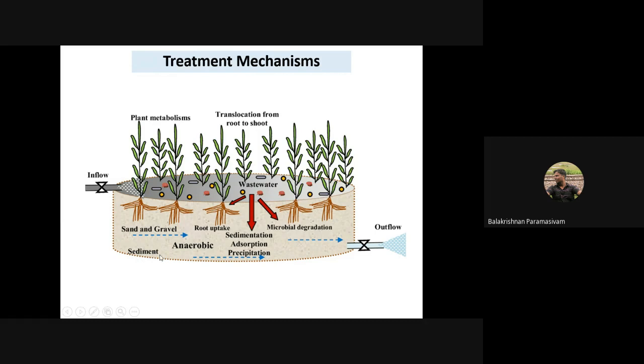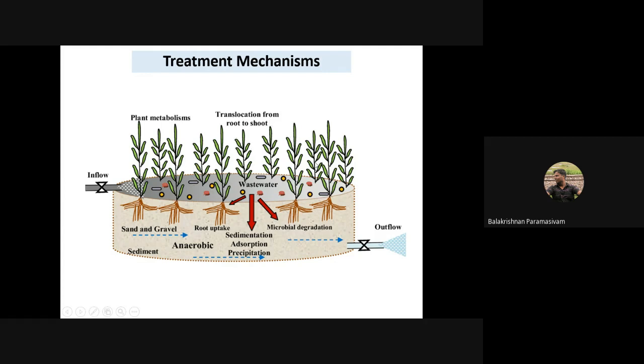So sedimentation happens, anaerobic treatment happens, then phytoremediation, then microbial degradation, adsorption and precipitation happen. Sometimes heavy metals and other trace organic matters will be removed by adsorption. Precipitation means the remaining chemicals, due to mixing, settle down as particles, so they are precipitated. So the major treatment processes involved in the constructed wetland are the anaerobic treatment process, sedimentation, adsorption, precipitation, microbial degradation and phytoremediation. This is a naturally happening process.